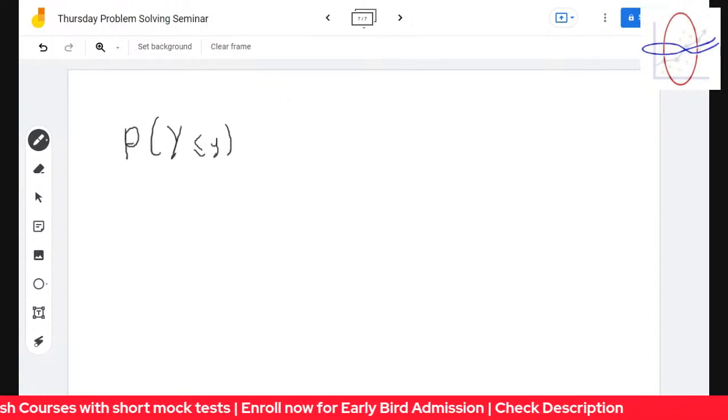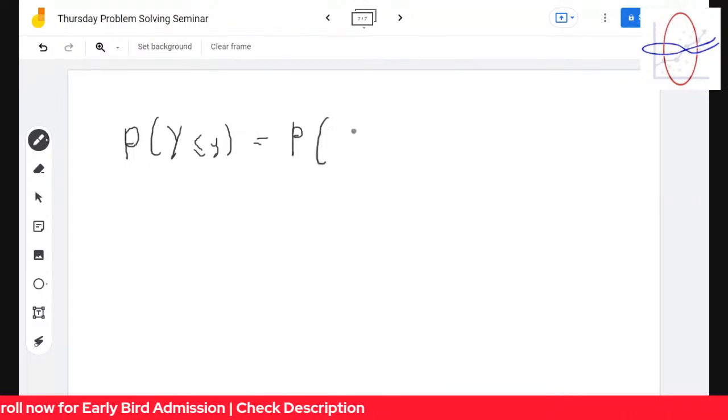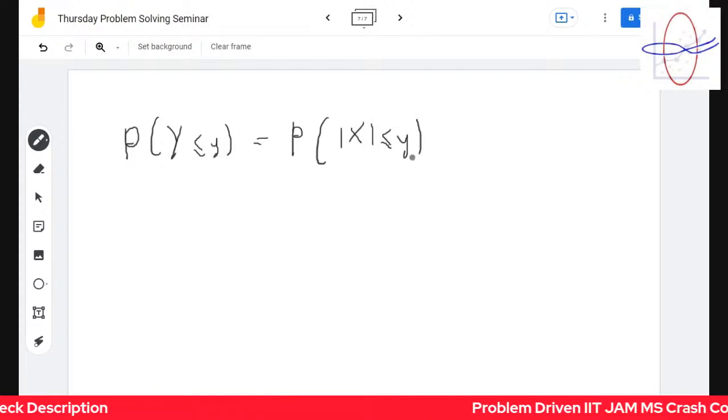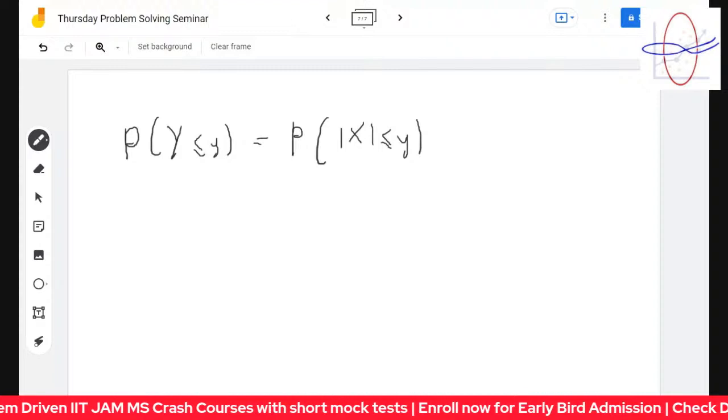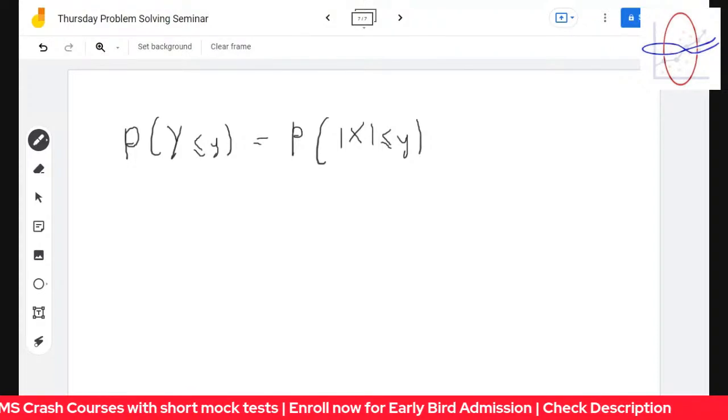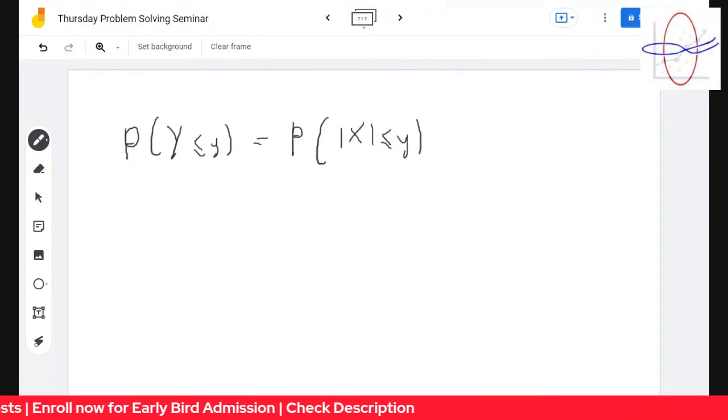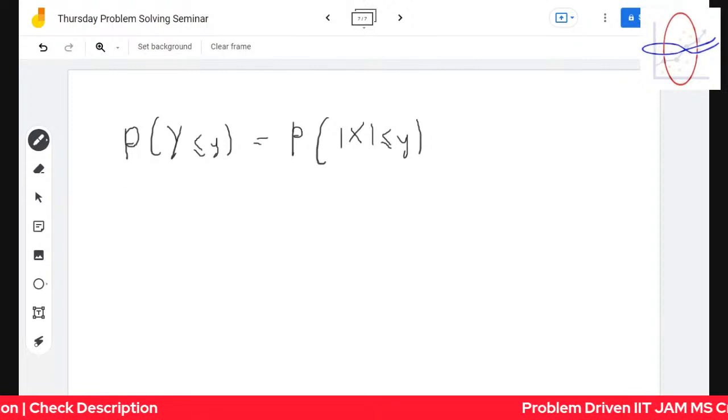Okay. And probability, you replace it with this because you have the information in terms of x. Just give me a minute, guys. Just give me a minute. Yeah. So I hope you can hear me properly.